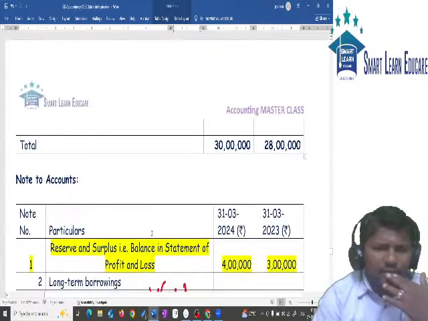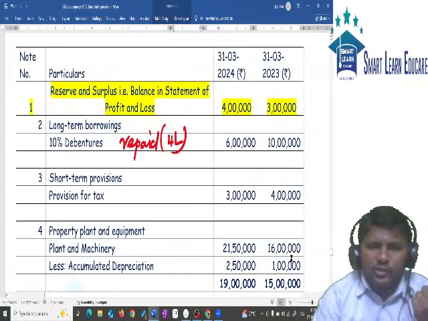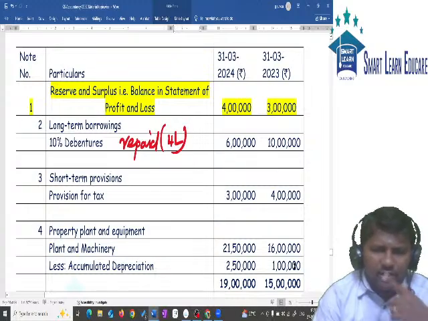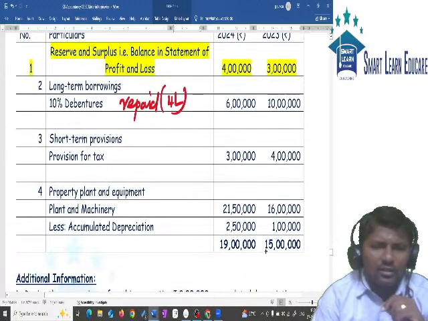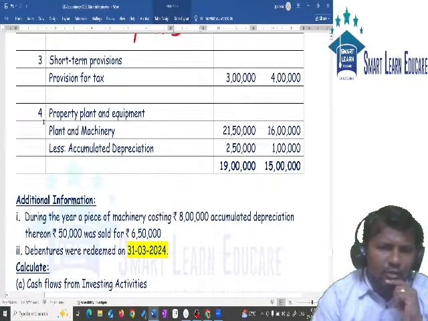What is point number 4? Property, plant and equipment. Opening balance 16 lakh. Closing balance 21 lakh 50. Accumulated depreciation 1 lakh and 2 lakh 50. So net it is 15 lakh and 19 lakh. Relating to this.